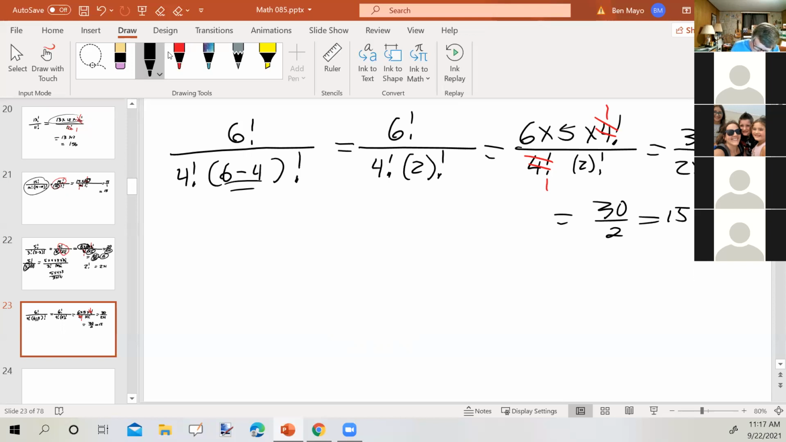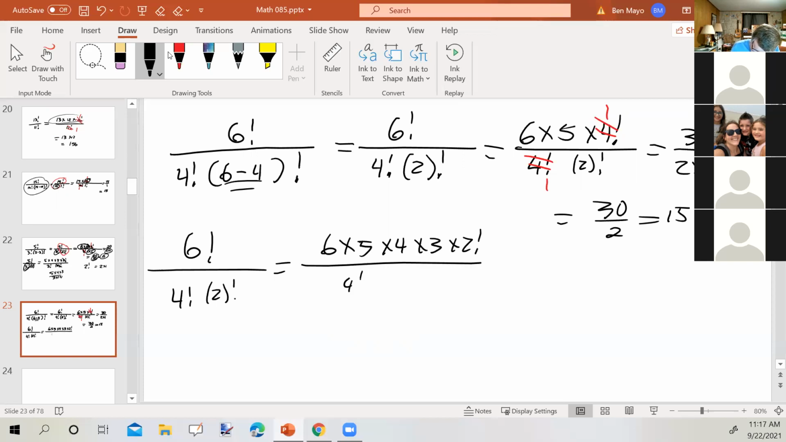If instead I did it this way, and chose to get rid of that, now I've got a bigger number to still deal with. So you see the advantage of getting rid of the biggest factorials that you can. Okay, it's not that it's wrong doing it the other way, it's just extra work. Okay. All right.